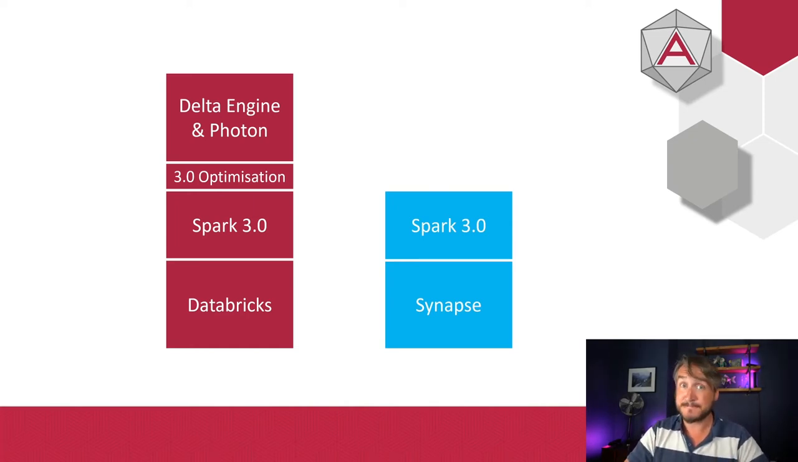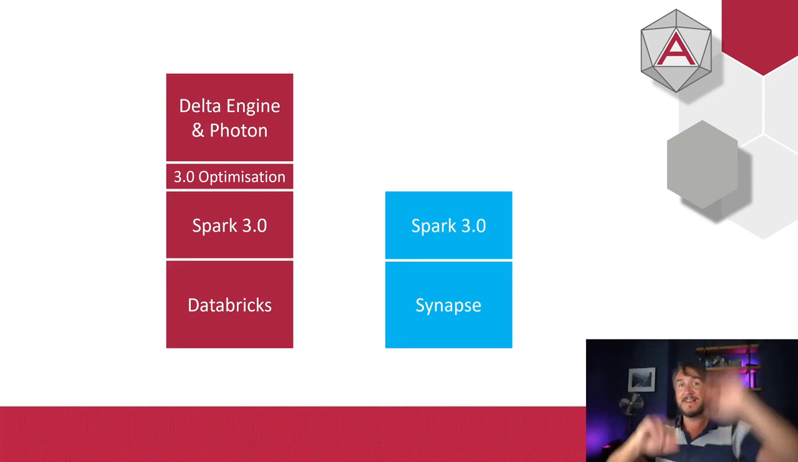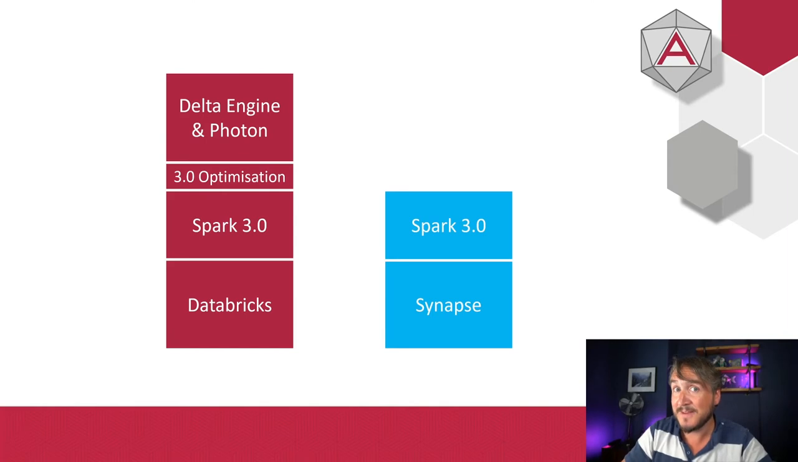And that's coming. And it'll be interesting to see if by the time Synapse adopt Spark 3.0, Databricks are then making that next leap. So you're constantly going to see that kind of leapfrogging of Synapse trying to catch up. And that's the thing to watch over the next 6 months, a year. How much is Synapse Spark going to be able to catch up?